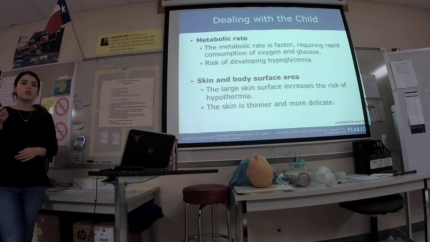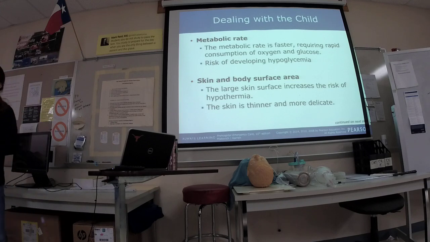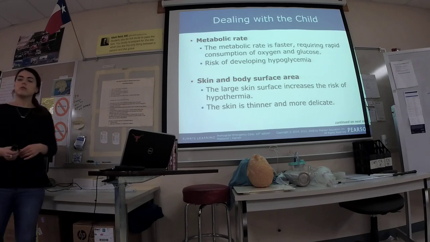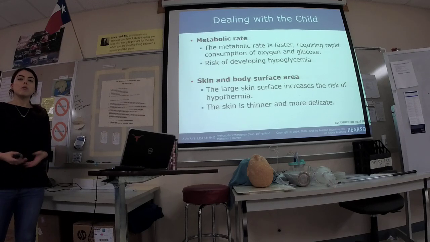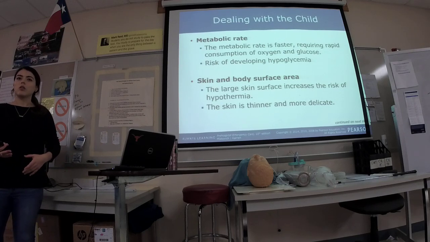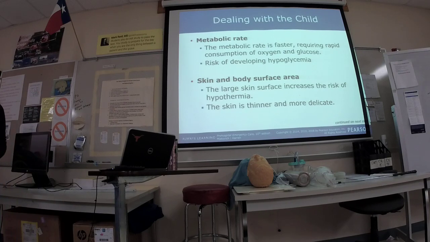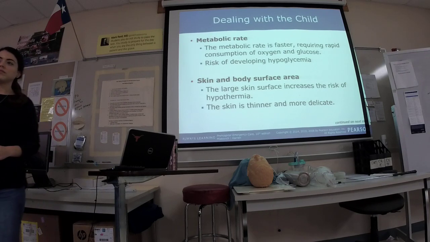Metabolic rate, so children have a higher metabolism, a faster metabolism, and so you're going to see that they have a higher demand for glucose and oxygen. Their liver is not as mature as an adult's, so what does the liver do with glucose? What does it do with it? The liver.